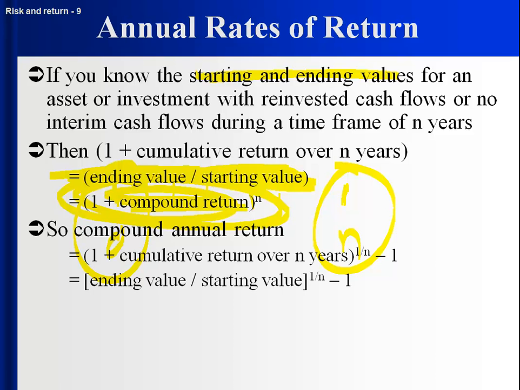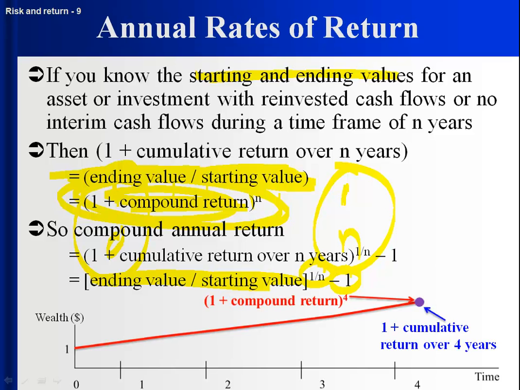And so in order to figure out the compound return, you would take the ending value divided by the starting value, take it to the power of 1 over n. To annualize it, subtract out the 1 to be left with just the compound return. So again, you start with a dollar, you end here. Doesn't matter how you got there. All you know is that you ended there. And so the compound return is the return that, if you got it every year for 4 years, you would also end up there.